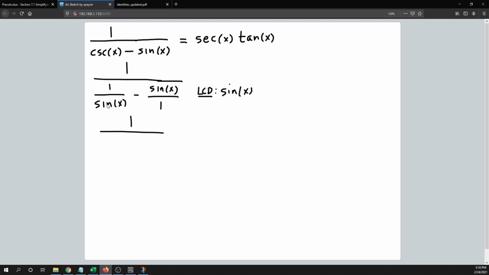All right, next up, what I would do is look at each one of those fractions and ask myself, what would I multiply this denominator by to get the LCD? With the first fraction, it has the LCD already, so the answer would be 1. There's no point in changing it. When I look at the other fraction, it's going to be sine x. So I would multiply the denominator by sine x, and then I would also need to multiply the numerator by sine x as well, so that everything is balanced out. Next up, go ahead and carry out those multiplications.